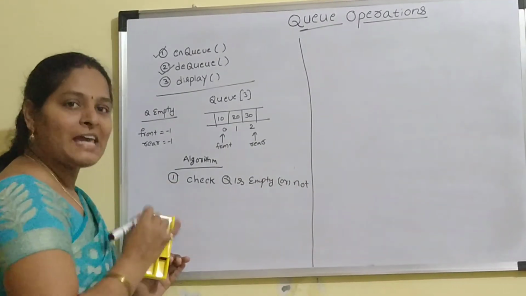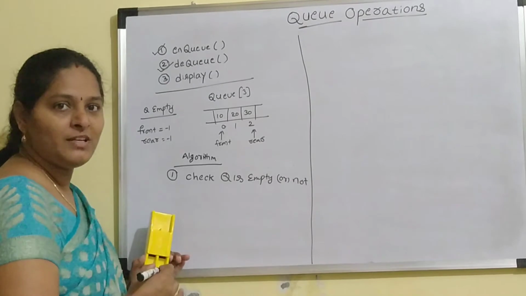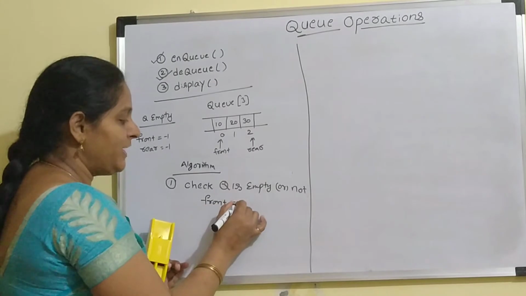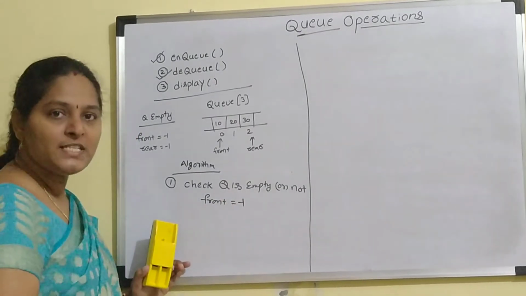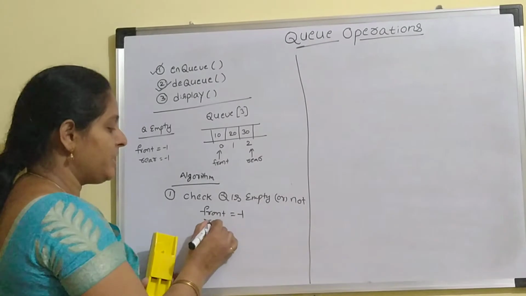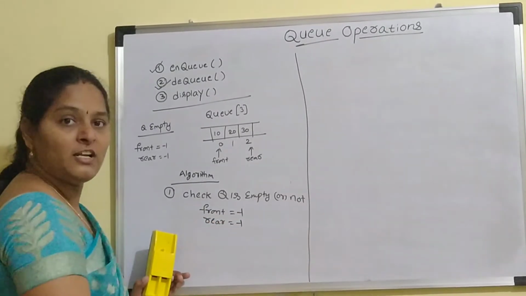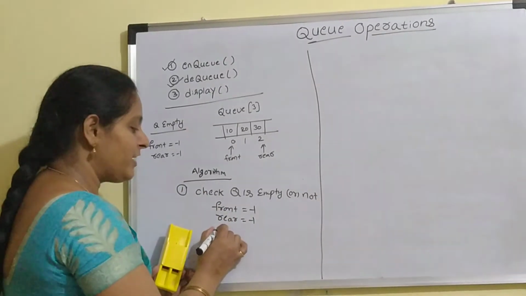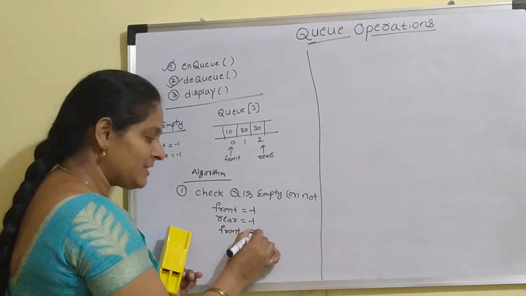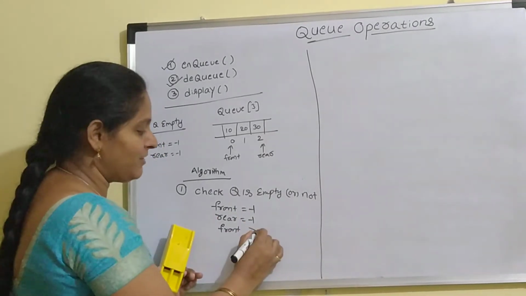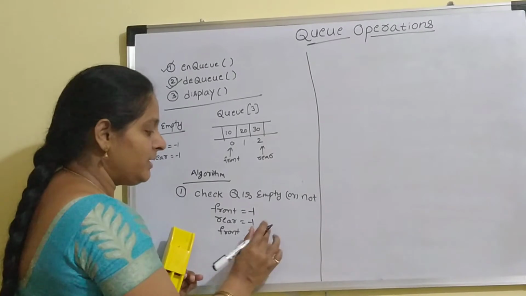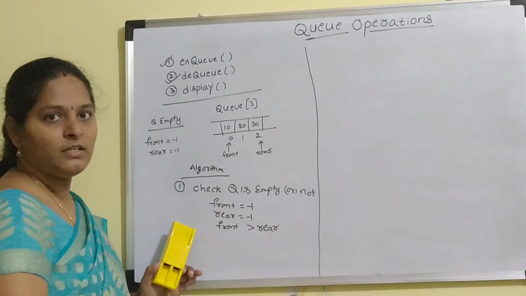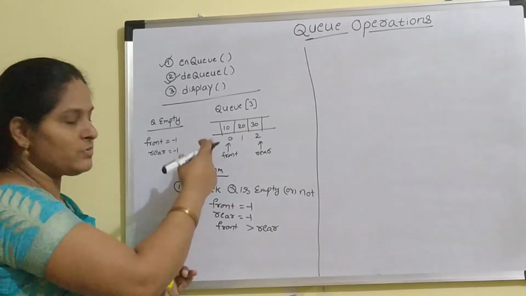How to check whether the queue is empty or not? Whenever the front pointer is pointing to -1, that indicates that the queue is empty. Or, the rear pointer is pointing to -1, that is also an empty condition. Or if the front pointer exceeds or crosses the rear pointer value, then that condition we also call an empty condition. That I will show with an example. Surely I will show these conditions with an example.